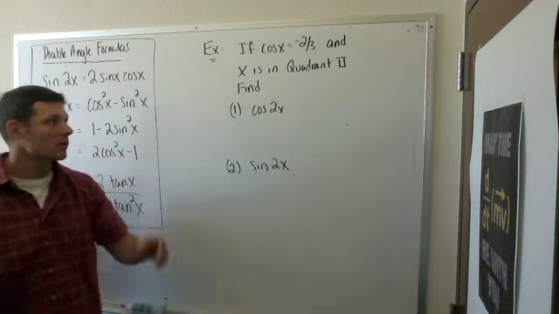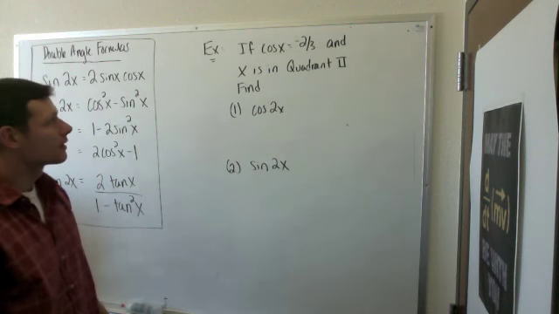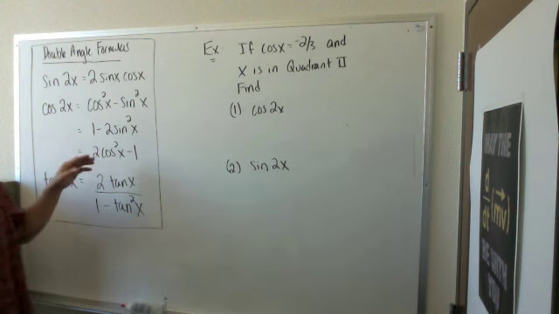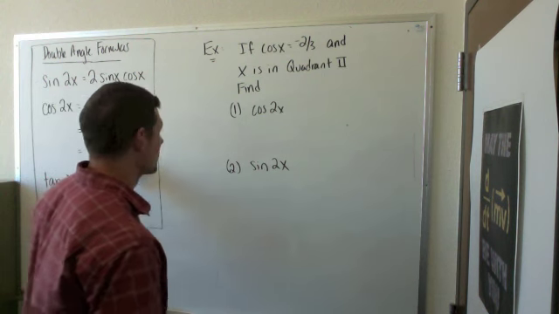Let's practice. Suppose I want to find cosine of 2x. I know that cosine x equals negative 2/3. And we also know x is in quadrant 2. So what do we do? Well, first off, we know that cosine of 2x is 2 cosine squared of x minus 1.